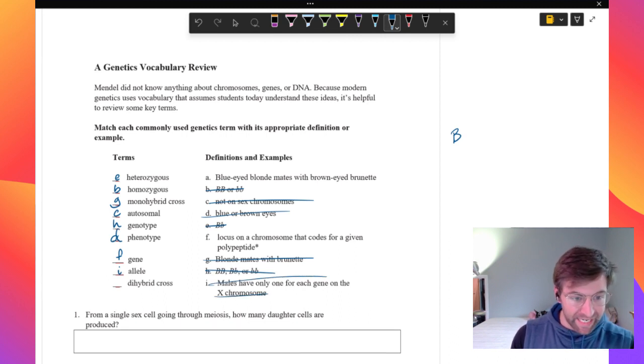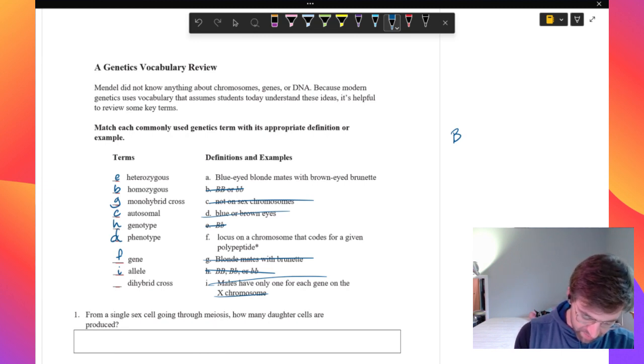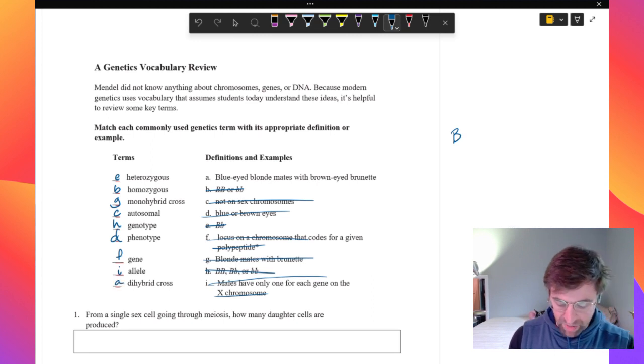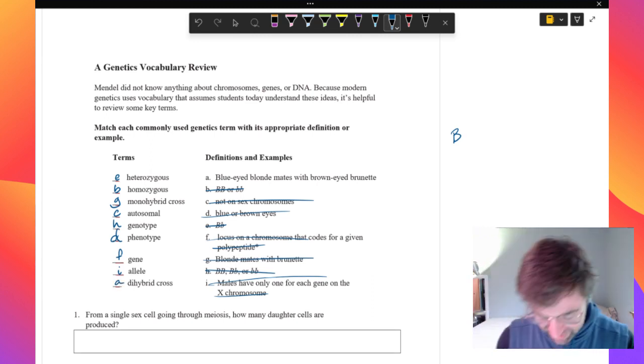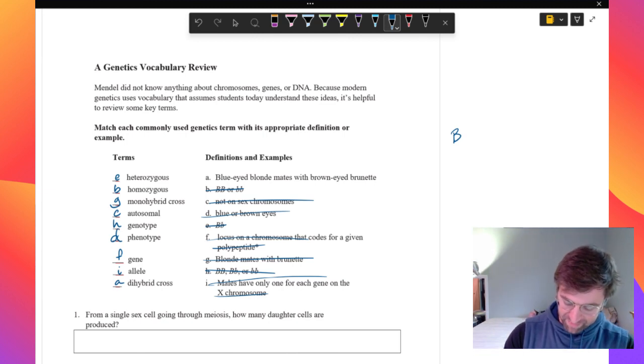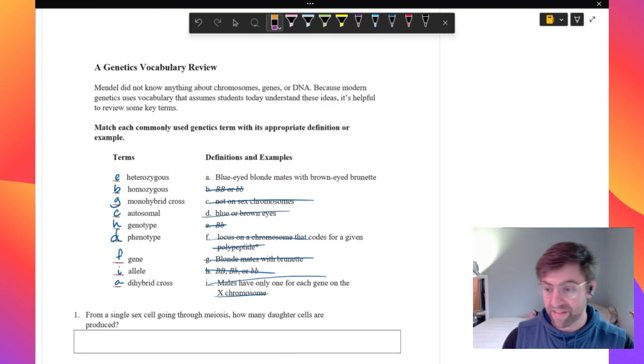And then we have our dihybrid cross. Our dihybrid cross, of course, then is going to be A. Yes, we already used that. It's going to be A. So a blue-eyed blonde mates with a brown-eyed brunette, dihybrid cross. That's going to be, well, we'll get to that in a moment.